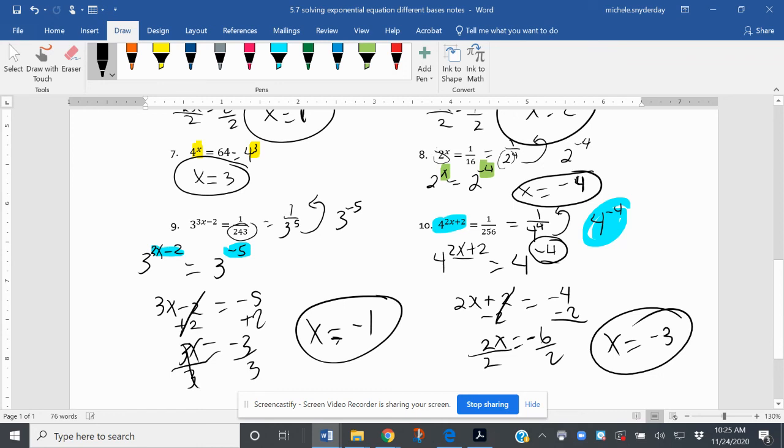Alrighty, hope this was helpful. Please use your charts from the previous day's lessons, and good luck on 5.7, the last section of this unit. So we will prepare for the review and the test next.